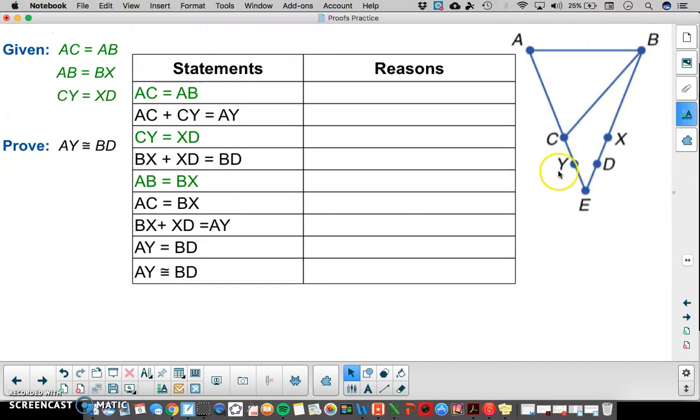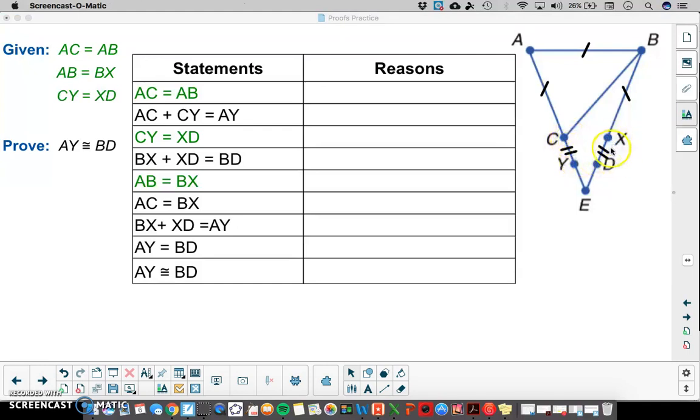In this next proof, we're given that the measure of AC is equal to AB, and AB is equal to BX. We're also given that CY is equal to XD, so we're given these two segments that are equal to each other, and then AC is equal to AB, and AB is equal to BX. What I've done here is given you all of the statements, and I want you to fill in the reasons as they logically fall into this proof.